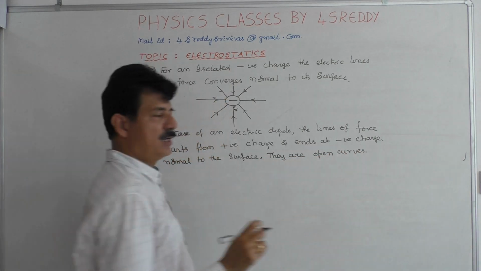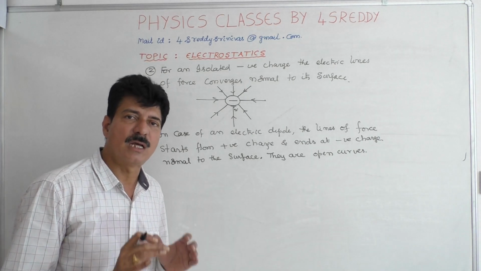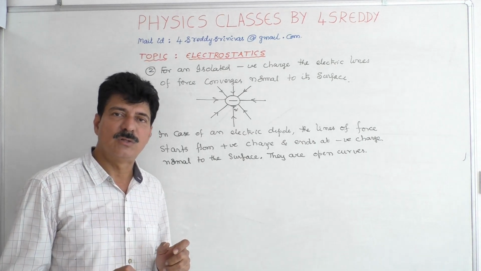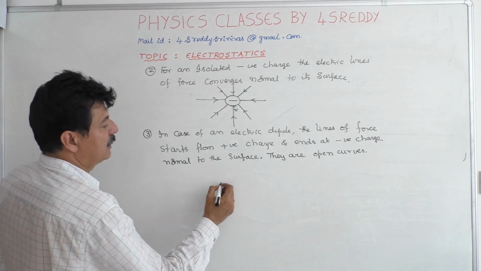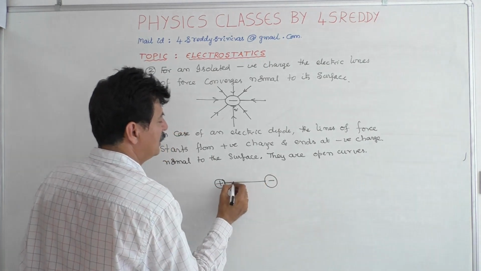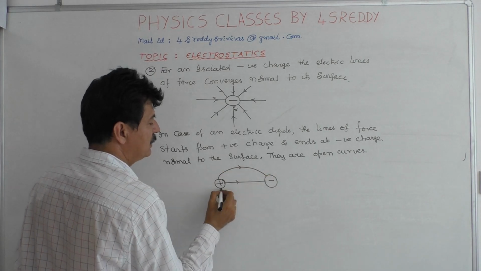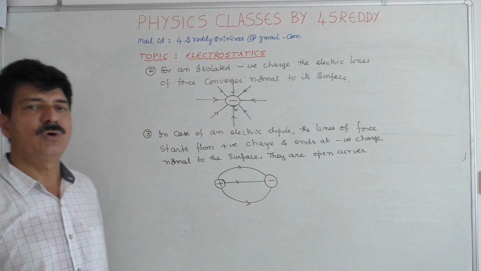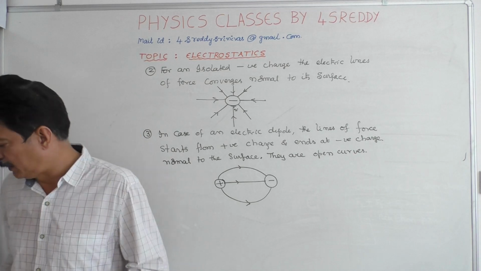Here is a point that we should remember. In case of a magnetic dipole, the lines of force are closed curves. They travel from north to south outside the magnet and south to north inside the magnet. Whereas in this case, if this is a positive charge and this is a negative charge, they always travel from the positive charge and end at the negative charge. So they are always open curves. This is point number 3.